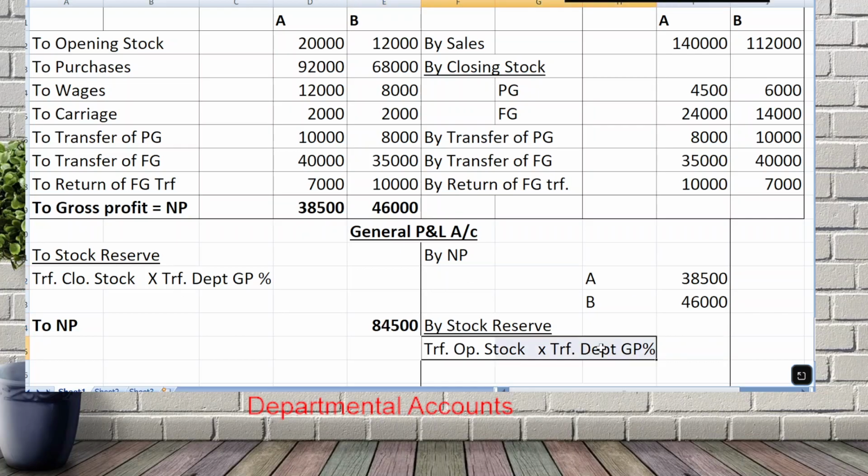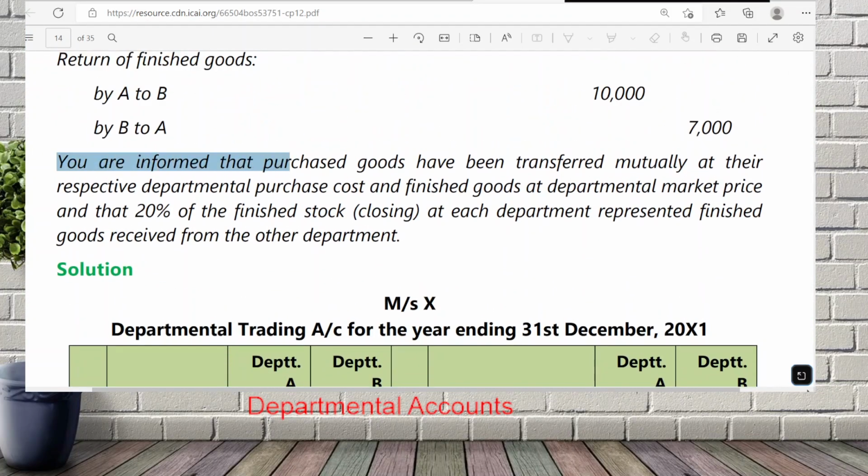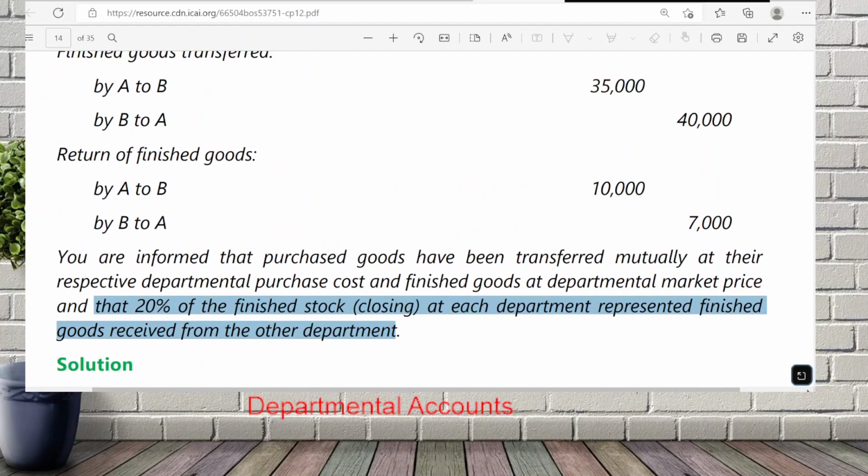Opening stock reserve will not count. No opening stock reserve. This will be nil. It's clearly mentioned in the problem. Look at the adjustments, what have we given. You are informed that purchased goods are being transferred at what price? Purchase cost. Finished goods are transferred at what price? Market price. 20% of the closing stock represented which one? Finished goods received from which department? Other department. Which means only closing stock has what?